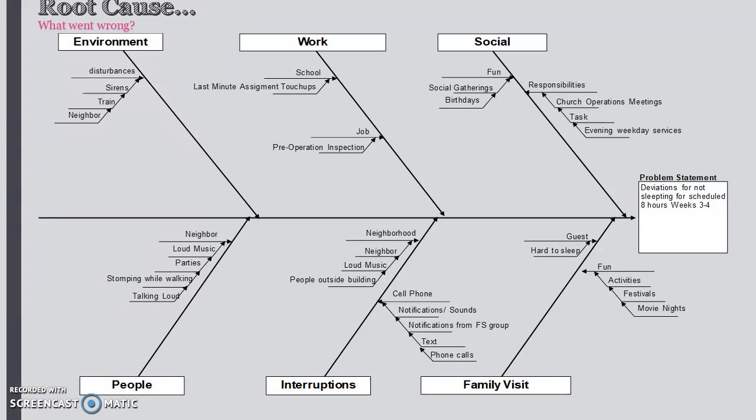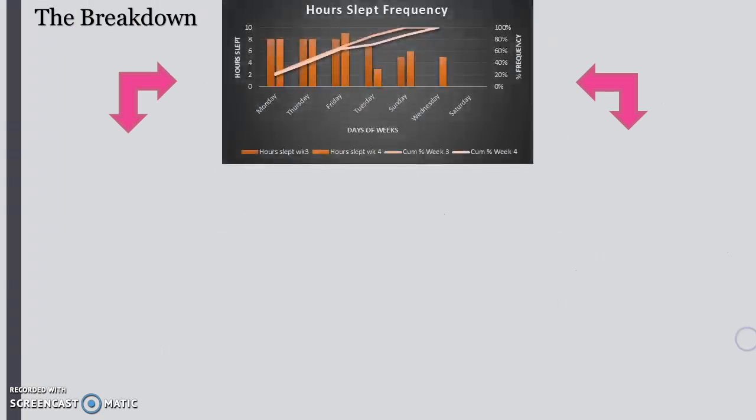We're so driven though as a class, doing work at 12 a.m. So, it's just social activities and family visits and just people and work, schoolwork, my job. All of these things play a part in why I'm not getting the sleep, why there were deviations. So here are the breakdowns. The breakdown of the hours slept.